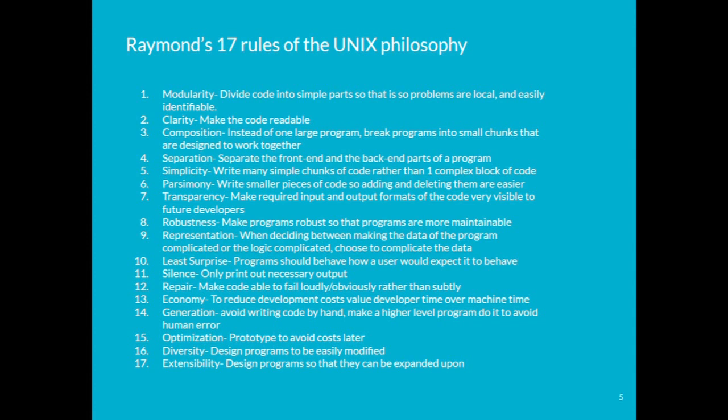The rule of least surprise means that programs should behave how a user would expect them to behave. The example of a calculator program, if you hit the plus button on your keyboard, you'd expect it to do the same thing as clicking an add button. And so, precepts that the user has about what they expect to happen should be what actually happens.